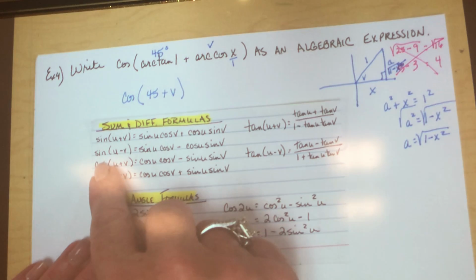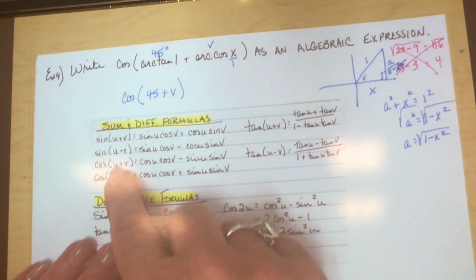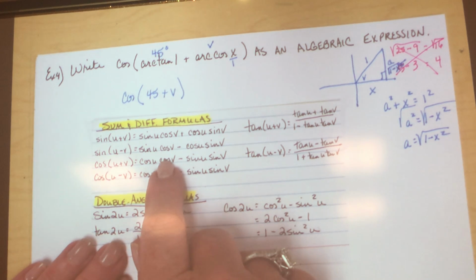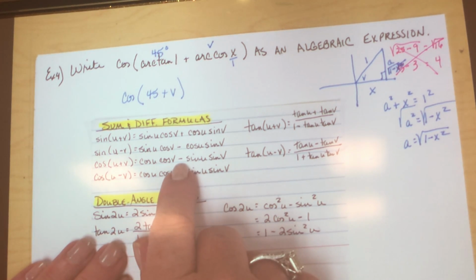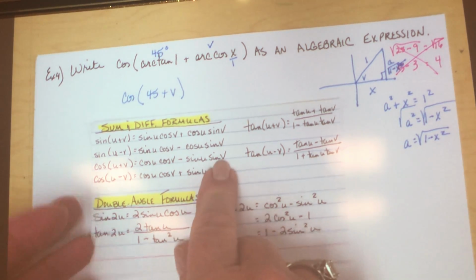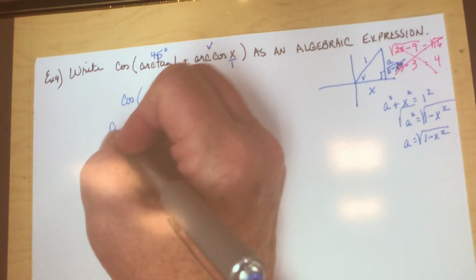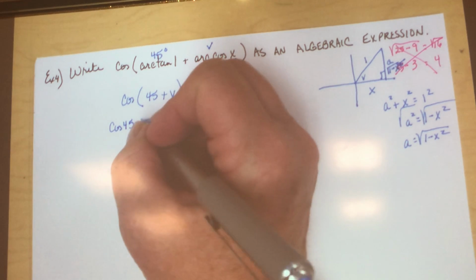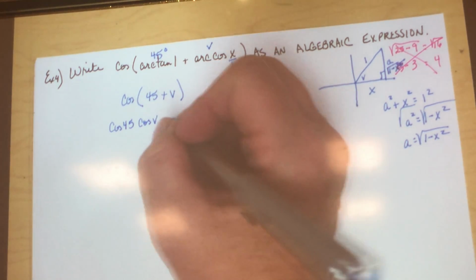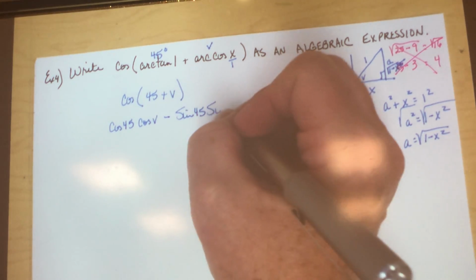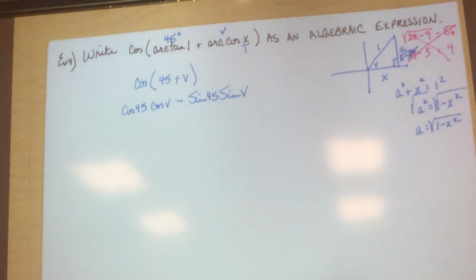All right, he's a cosine of something plus something. Here he is right there. So it's going to be cosine of the first, cosine of the second. This one switches the sign, so it's minus sine of the first, sine of the second. So he's going to be the cosine of 45 times the cosine of V minus the sine of 45 times the sine of V. Are you with me? Yes?